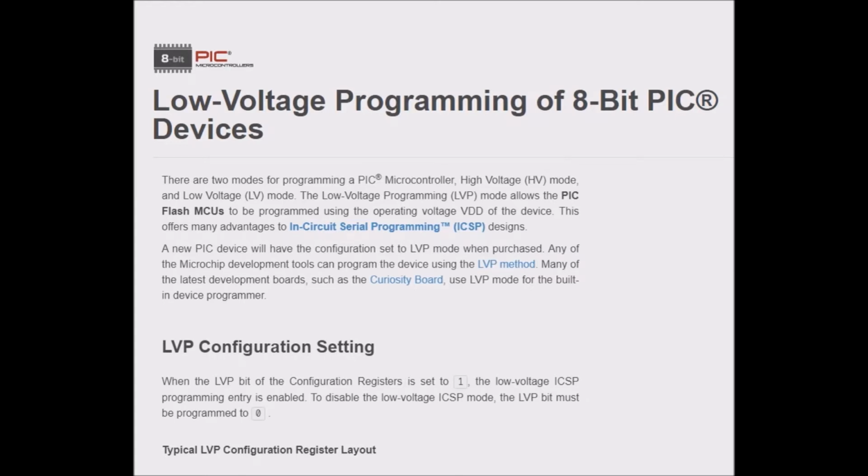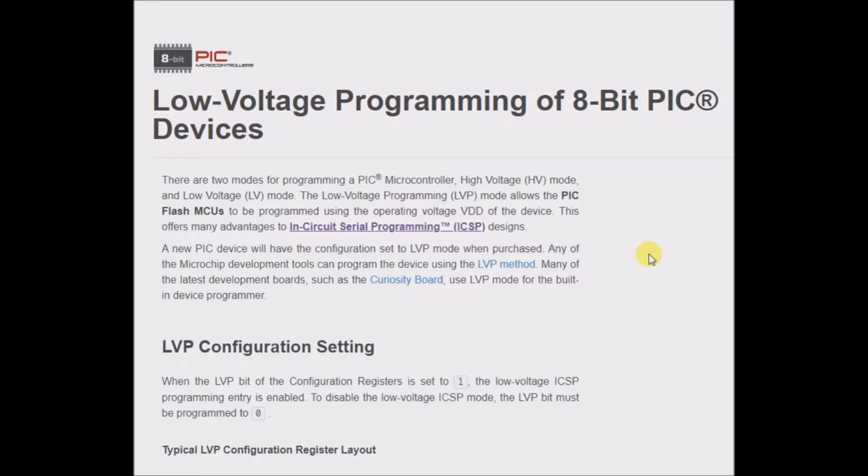So here we go, part 3, low voltage programming of 8-bit PIC devices. There are 2 modes for programming a PIC microcontroller: high voltage (HV) mode and low voltage (LV) mode. The low voltage programming (LVP) mode allows the PIC flash MCUs to be programmed using the operating voltage VDD of the device. This offers many advantages to in-circuit serial programming designs.